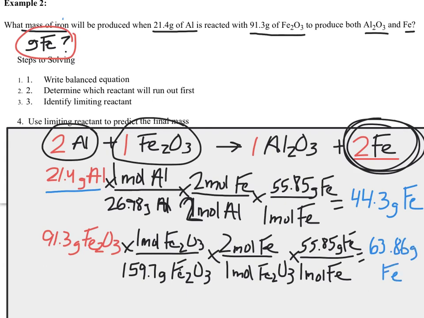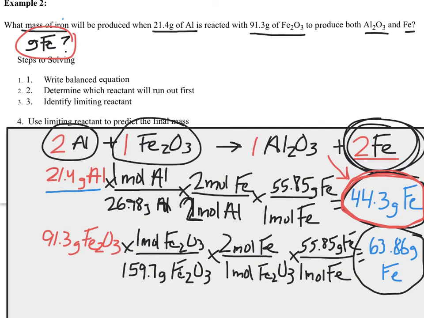Okay, now here's the big question. First of all, how much iron is really going to be made? Well, if all aluminum is used, you make 44.3 grams. If all iron 3 oxide is used, you make 63.86 grams. Well, the winner, of course, is the one that makes the lowest amount, because that means that after the least amount of reactant runs out, you are only going to get that much product. So that's how much of the mass you will actually find.